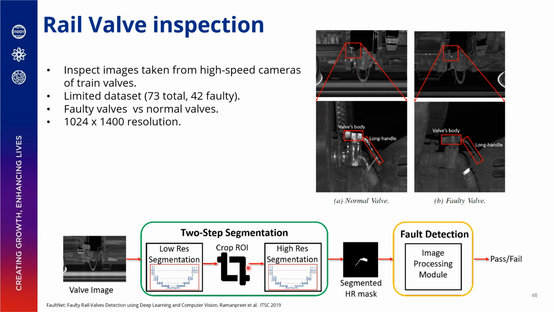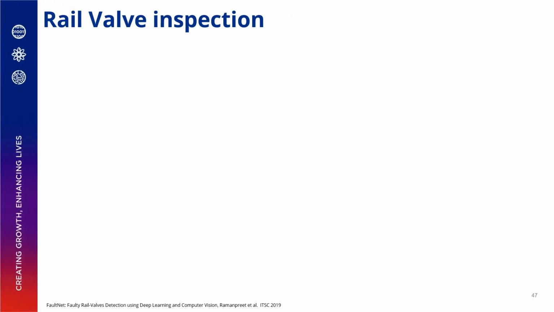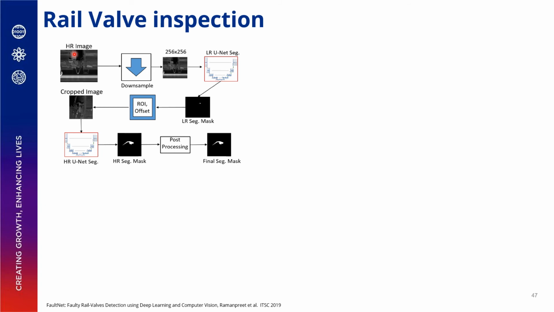And this is what we do over here. We basically have the same architecture. However, we train it as a low resolution segmentation module as well as a high resolution segmentation module. So we would take the high resolution image, which is your 1024 by 1400 image, downsample it to 256 by 256, and we have this low resolution UNet segmentation module, which we train to identify where the valve is in the scene. This is not going to be very accurate, especially at the edges, but we don't care because we're just looking for that particular region first.